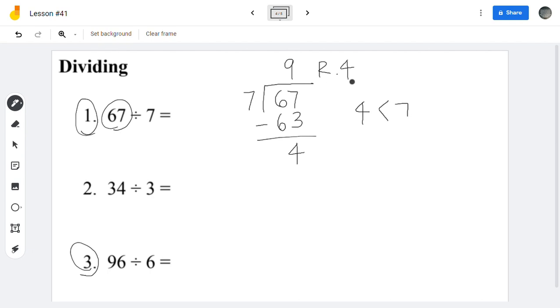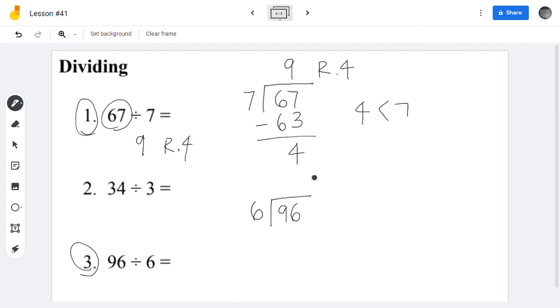That is one way to check if your remainder is on the right track. Now number 3, we're going to do number 3 together again, 96 divided by 6. 96 is our dividend because it is the number that is being divided, and 6 is the one that's being divided out of the dividend.